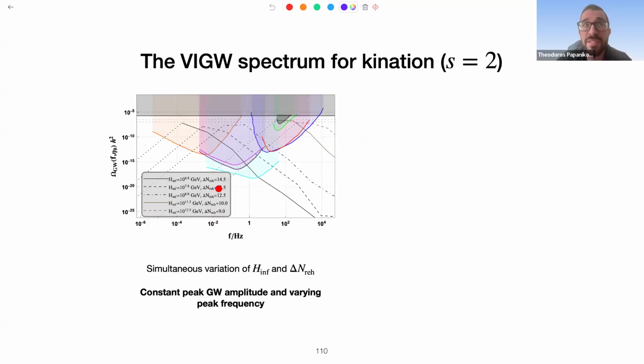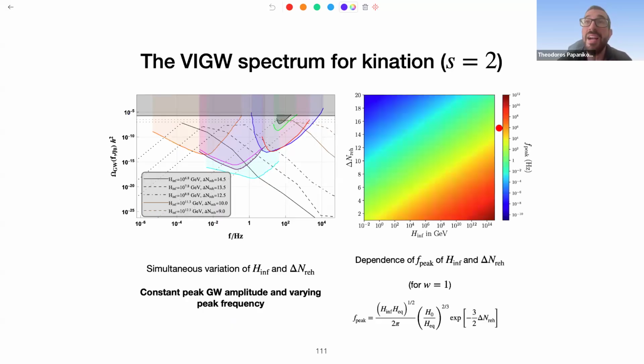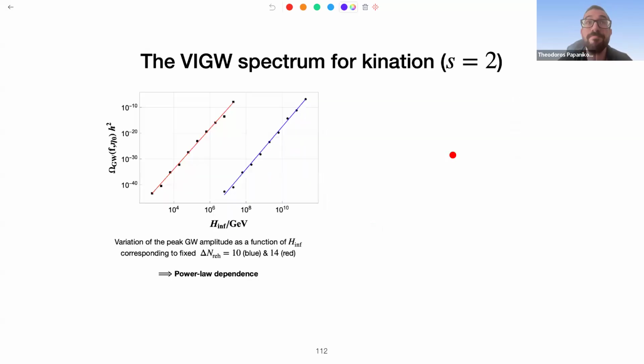Here we vary both H inflation and delta and reheating, keeping the gravitational wave amplitude constant. And here is a useful plot where we show how our peak frequency scales with H inflation and delta and reheating for the case of kination, where we have the maximum enhancement of our vector modes. As you can see, it can lie within a wide range of frequencies, from 10 to minus 10 up to 10 to 12 hertz. So it can be potentially detectable by future gravitational wave detectors.